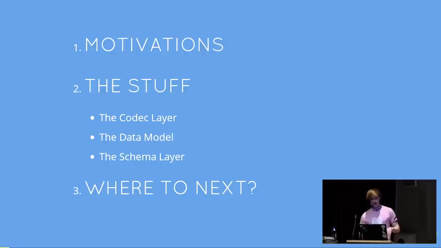This talk is going to go through a short phase talking about the motivations and how we got here. Then the middle section is the stuff itself. This is going to be divided into three subsections. Each of these is a layer of library and tooling and specification, which has its own virtues and purpose: codecs, a data model in the middle, a schema layer on top. And at the very end, like, what can we do with this? Where could we go next? How can you use stuff?